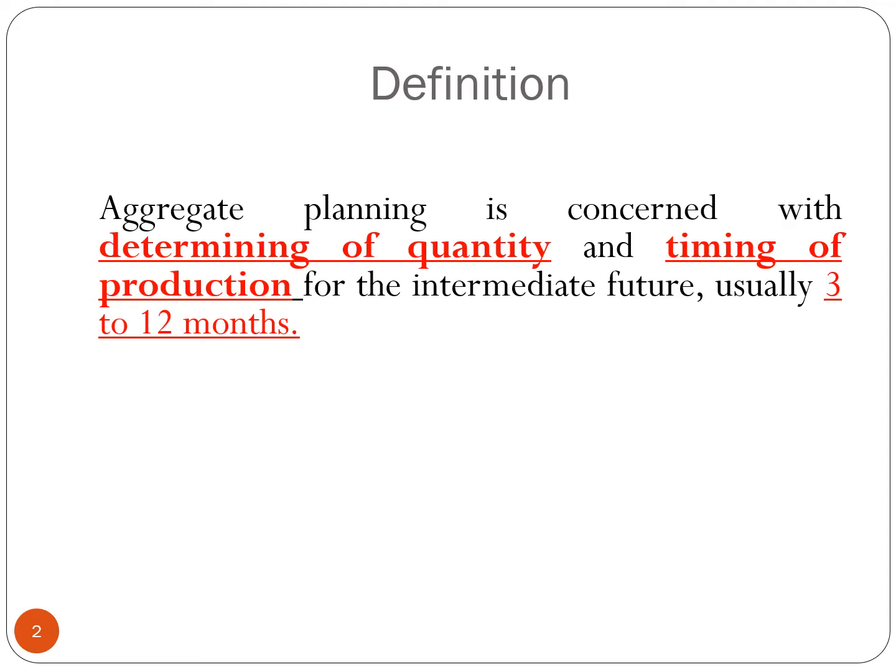Okay, aggregate planning is concerned with determining the quantity and the timing of production for the intermediate future, usually 3 to 12 months. So aggregate plan here is basically a task that needs to be performed by the operations manager, where the operations manager needs to plan the quantity of production, how many units to produce, and also the timing of production, which means every month, how many units of production to be made, and the plan here normally takes up to 12 months, from 3 to 12 months.